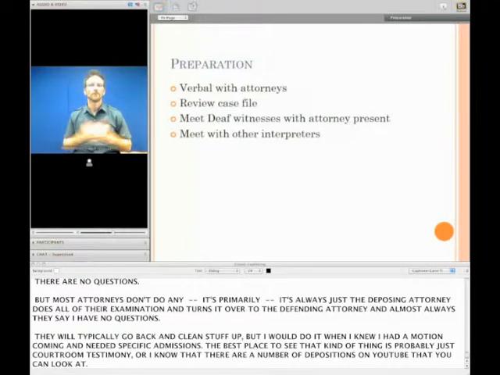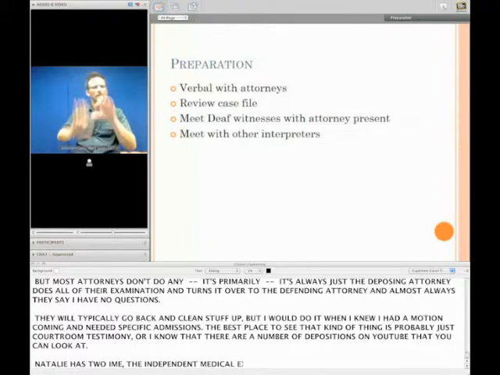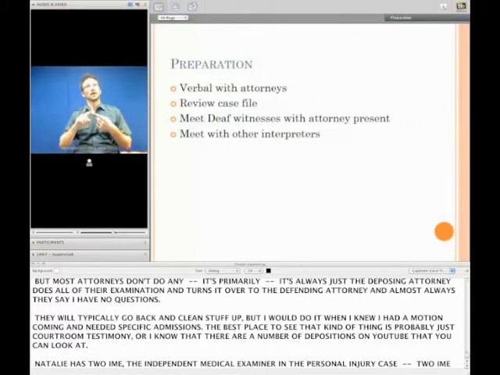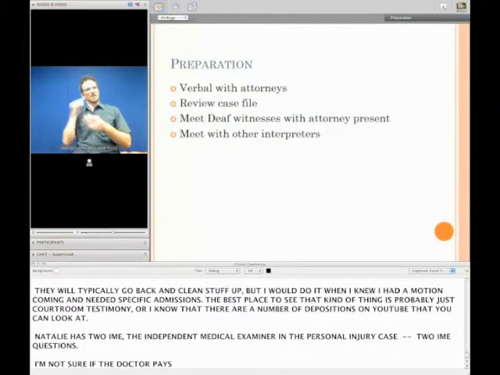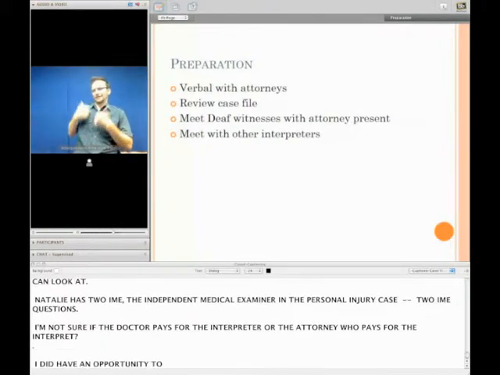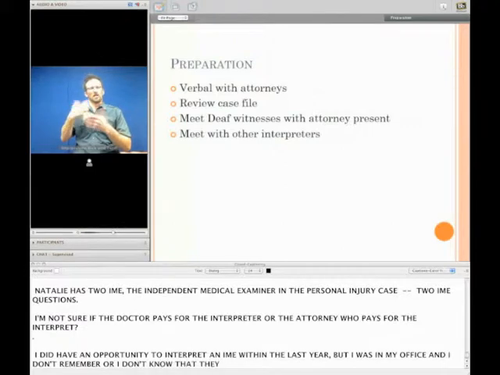Natalie has two IME-related questions. Remember, an IME was the independent medical examination in a personal injury case. I'm not entirely sure if it's the doctor who pays for the interpreter or the attorney who pays for the interpreter. I did have an opportunity to interpret an IME within the last year, but I was sent by my office, and I don't know that they told me who was paying for it.